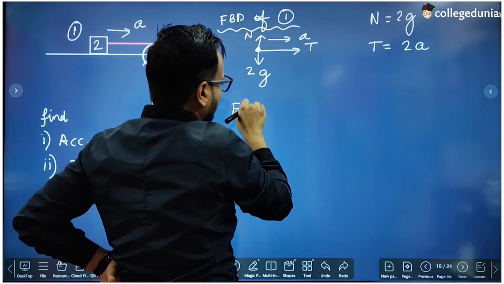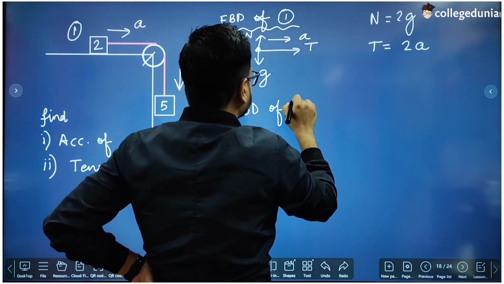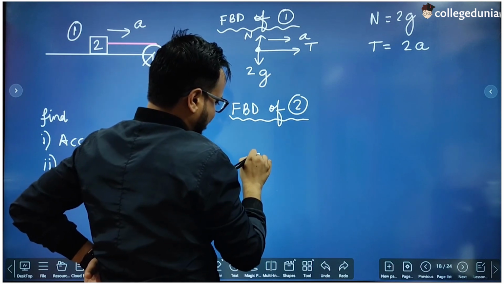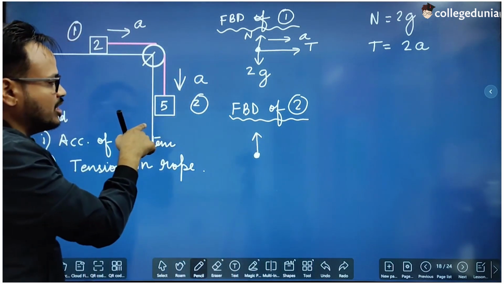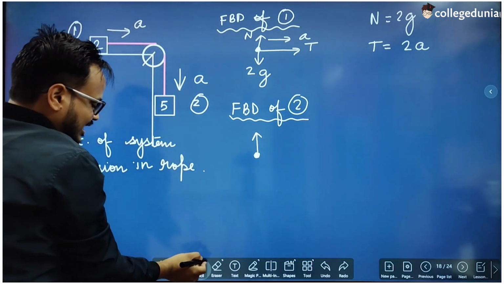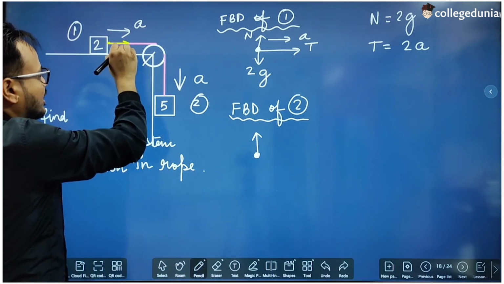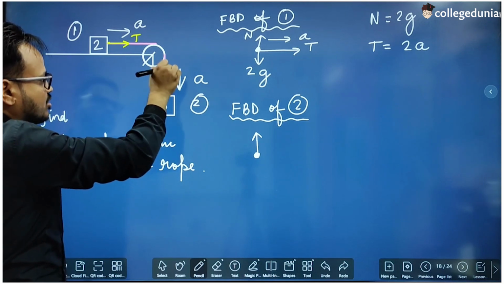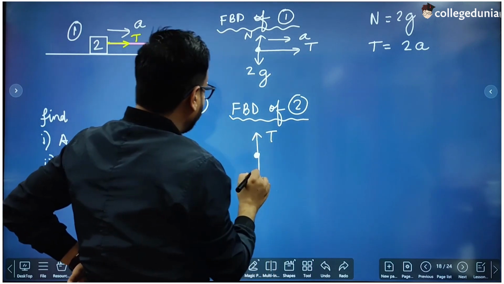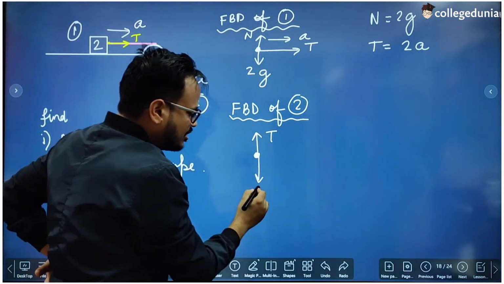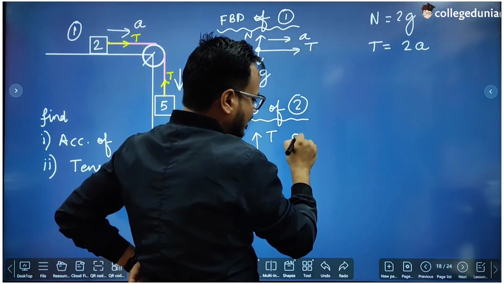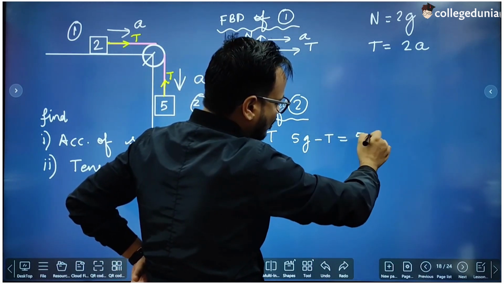Now let's make the FBD of 2. This body is not in contact with any surface, so there will be only two forces. We have taken the tension in this rope as T. So this will also be T because this is the same rope, right? So this is T, and what is its mass? It is 5. So this is 5g, and it is accelerating in the downward direction. So obviously 5g is more than T, then 5g minus T equals 5a.